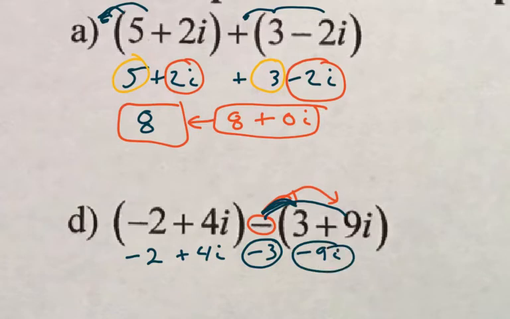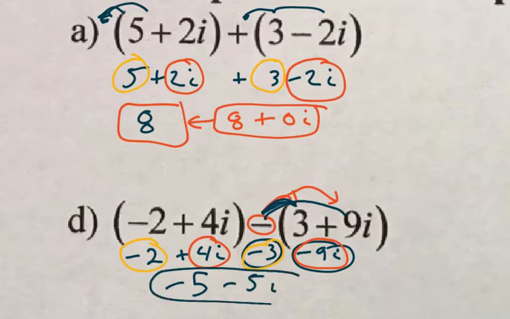And now it's just a matter of combining like terms. Negative 2 and that negative 3 make negative 5. And 4i minus 9i is simply negative 5i. And there's my answer again. So with minus, don't forget to distribute the negative, okay? Pause the video if you need to.